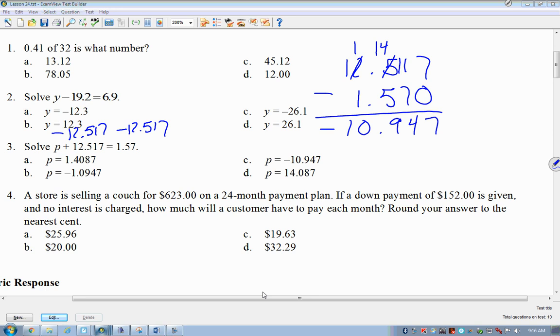Negative. Because that 12.517 has the greater absolute value, it's negative, so my answer is going to be negative. We should get negative 10.947. Okay? Could our calculators do all this? Yes, they can, and then it would prove nothing to me that you guys actually know how to do some of this. Okay? And everybody in here should know how to do all of these. Okay?